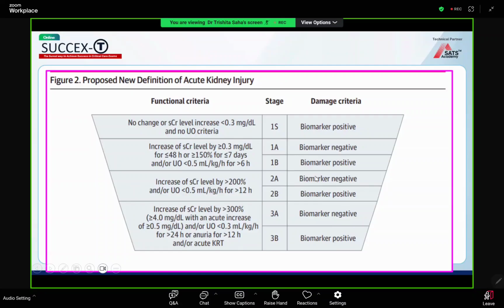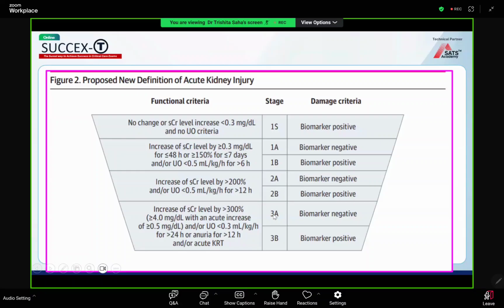If the biomarker is negative, it is 2A, and if the biomarker is positive, it is 2B. Stage 3 is an increase in serum creatinine level by 300%, or an absolute value of more than 4 mg per dL with an acute increase of 0.5 mg per dL, or urine output less than 0.3 ml per kg per hour for more than 24 hours, or anuria for 12 hours, or initiation of any renal replacement therapy.